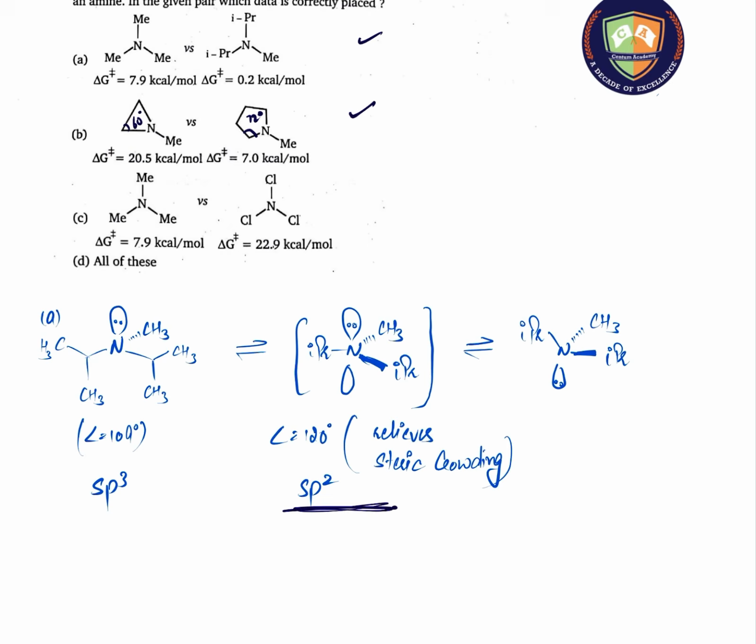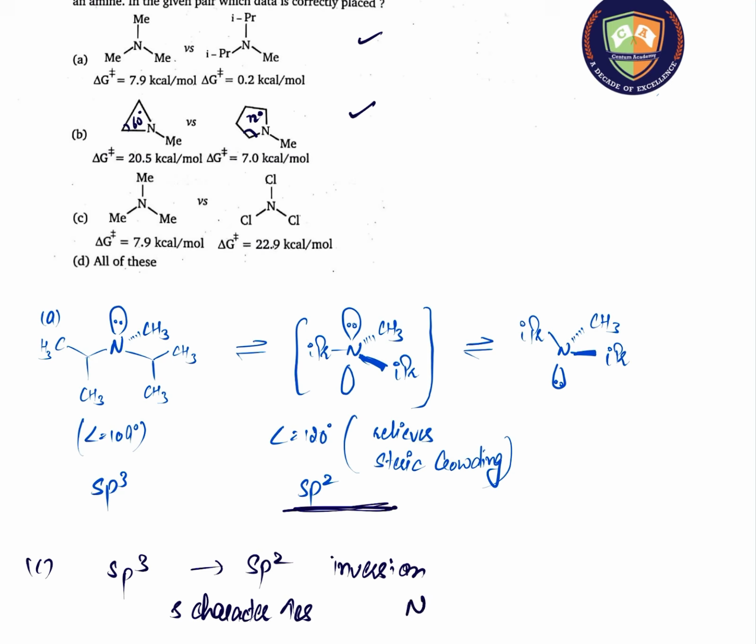Let's analyze option C. Okay, in option C, trimethylamine versus trichloroamine is given. As nitrogen goes from sp3 to sp2 in inversion, the S character increases. More the S character, more is the electronegativity.